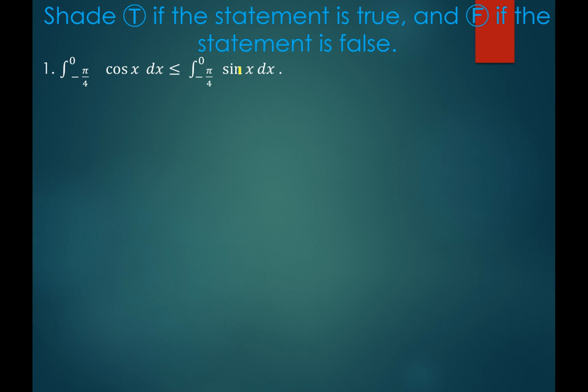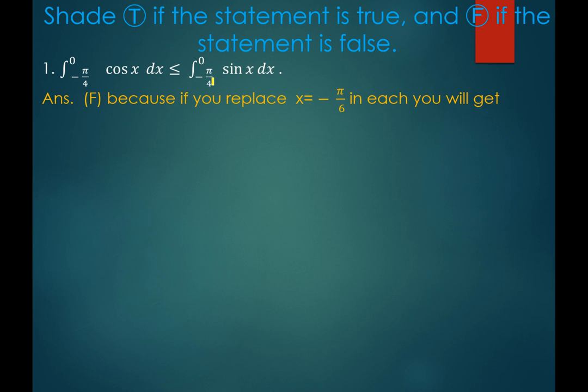or you can choose a number between them, like for example negative 60, no, not negative 60, negative 30. You can choose negative 30. That is easy to deal with and it is a famous number. So you can use it because you know that negative pi over 4 is negative 45. Now let us try. It's false, because if you replace x equals negative pi over 6, which is 30, in each you will get the following.